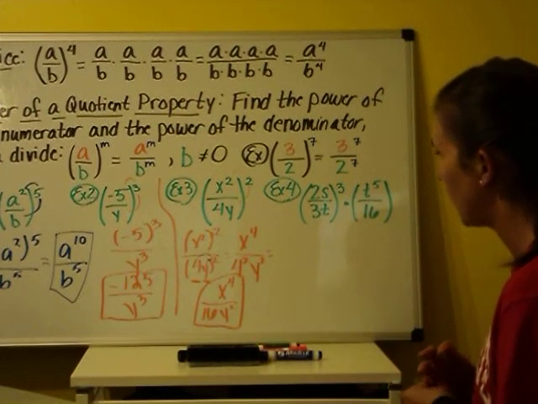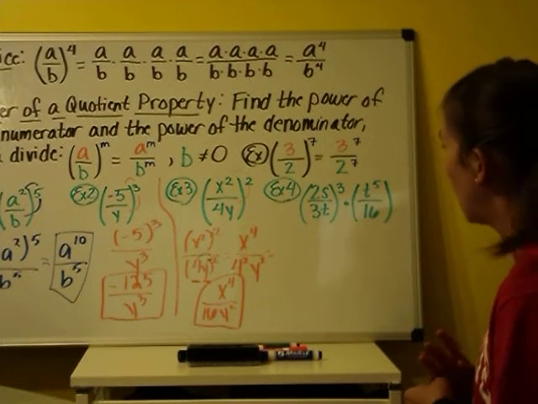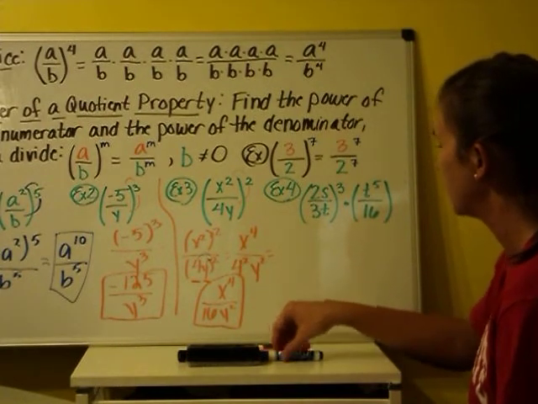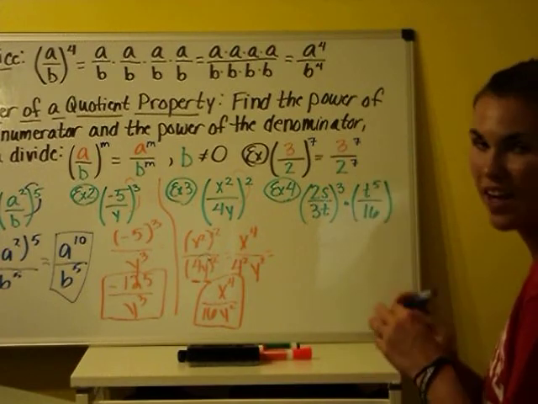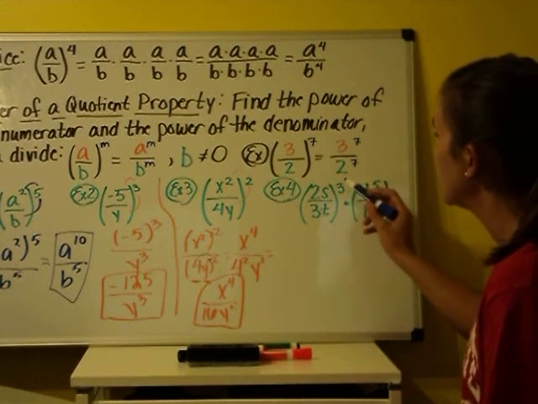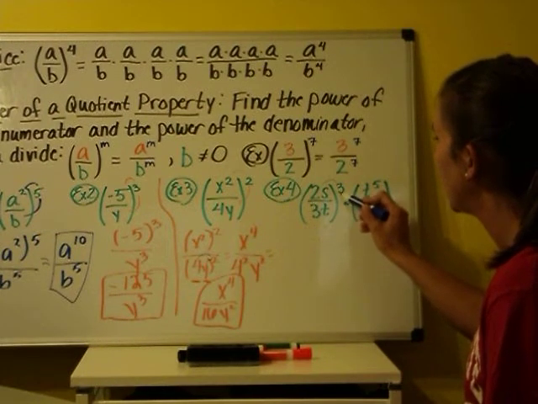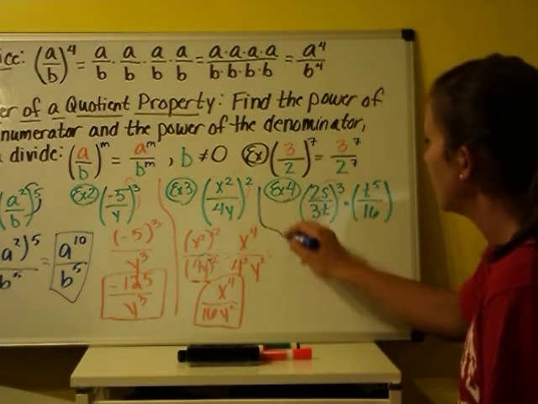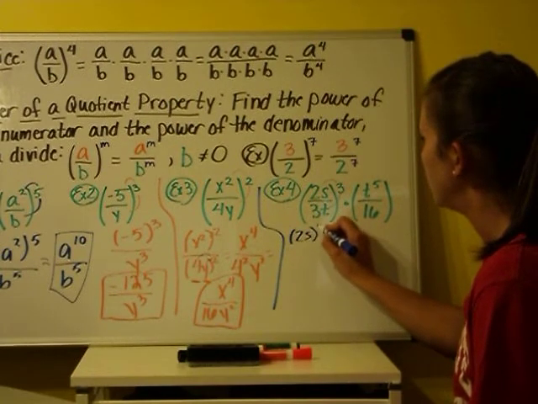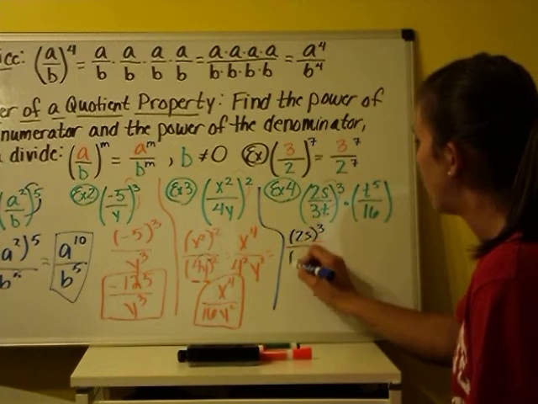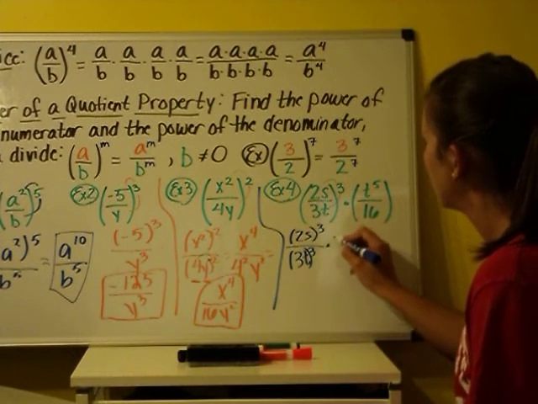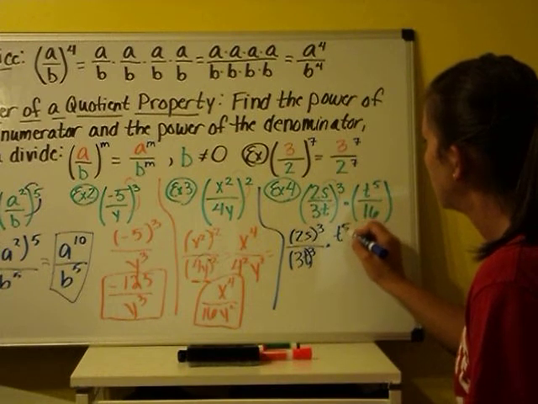Okay? And now our very last example looks a little complex, but we're just going to take it step by step. Might run out of space, we'll see. Okay, so if we take this cube, let's go ahead and distribute this cube using our power of a quotient property. So we're going to cube the numerator and cube the denominator. So that is going to give us 2s cubed divided by 3t cubed times t to the fifth over 16.